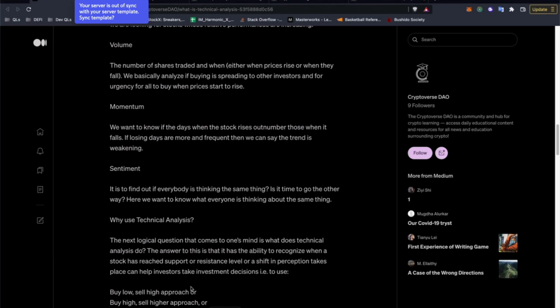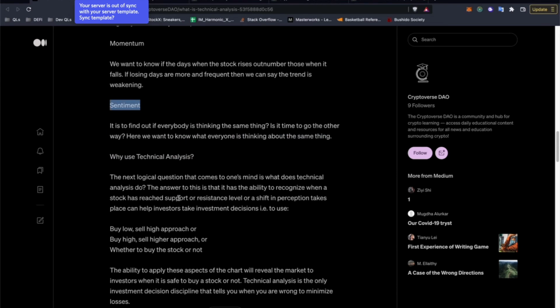Next thing is sentiment, market sentiment. Again, with TradingView, there's a little indicator that shows you a fear and greed index. It shows you whether people are bearish or bullish, what the market sentiment is. Because at the end of the day, it's not a perfect system: human emotions, human opinions and human sentiments affect the price. They affect supply and demand, right? So it is to find out if everybody's thinking the same thing. Is it time to go the other way? Basically, that's what sentiment is.